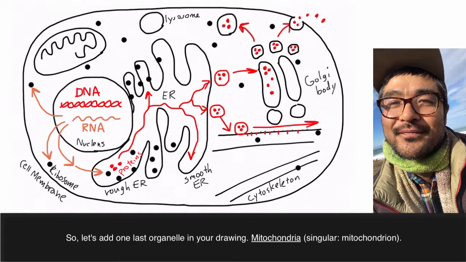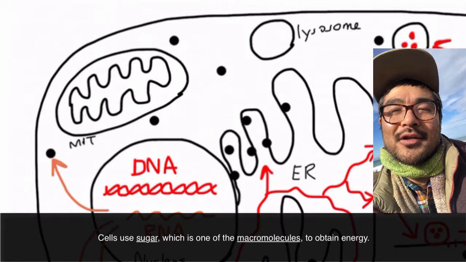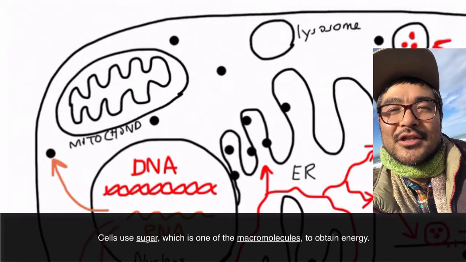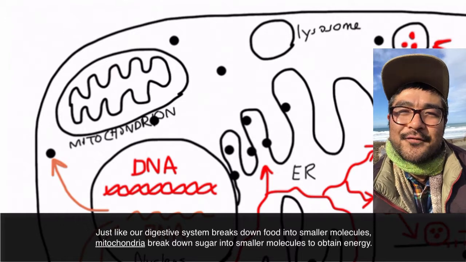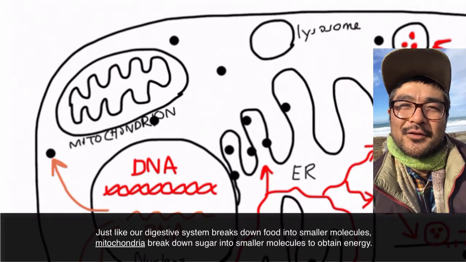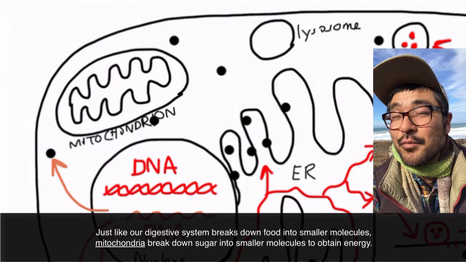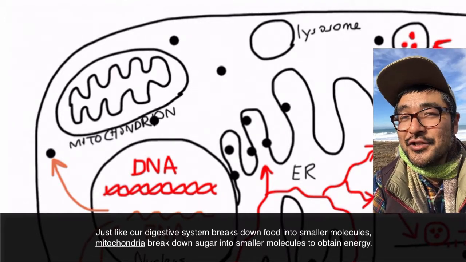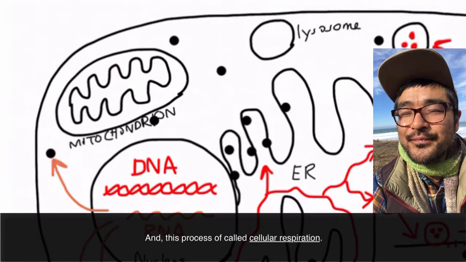Mitochondria. Cells use sugar, which is one of the macromolecules, to obtain energy. Just like our digestive system breaks down food into smaller molecules, mitochondria break down sugar into smaller molecules to obtain energy. And this process is called cellular respiration.